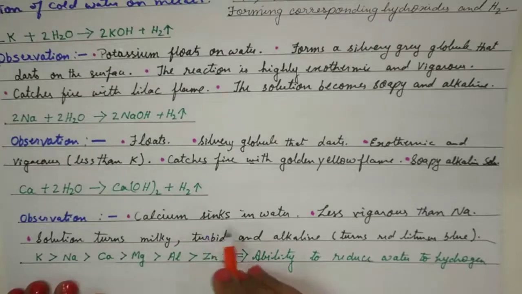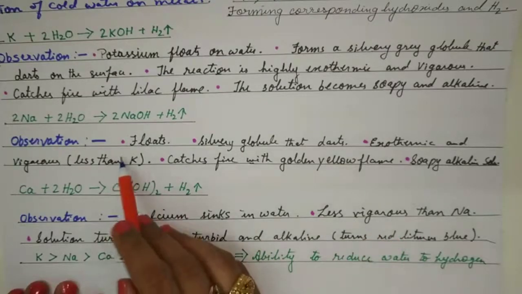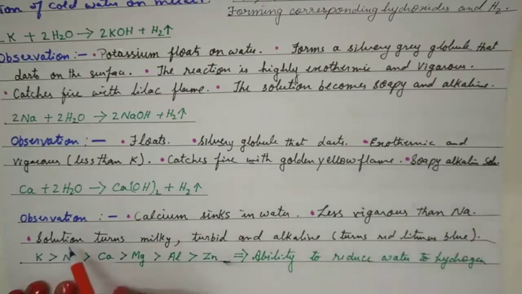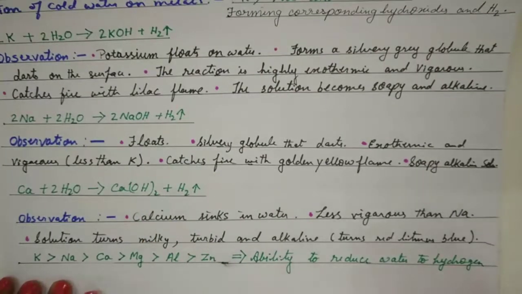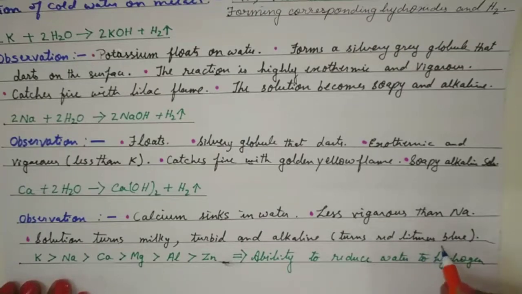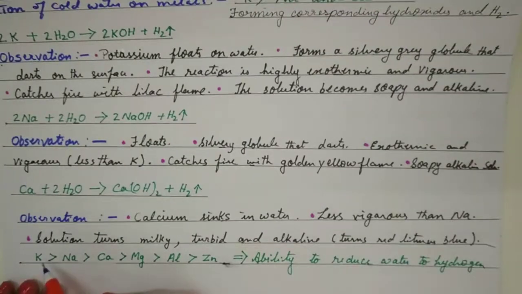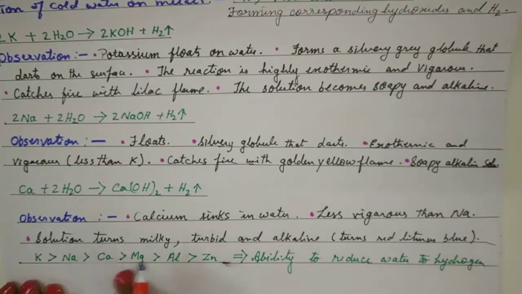It is heavy, so it sinks. Less vigorous than sodium, and definitely than potassium also. The solution turns milky, turbid, in this case calcium hydroxide, and it is alkaline, that you know, and it will turn the red litmus blue. Now we all know that potassium, sodium, calcium, magnesium, aluminium, zinc, their ability to reduce water to hydrogen, because they will all displace hydrogen. It is therefore written here separately.